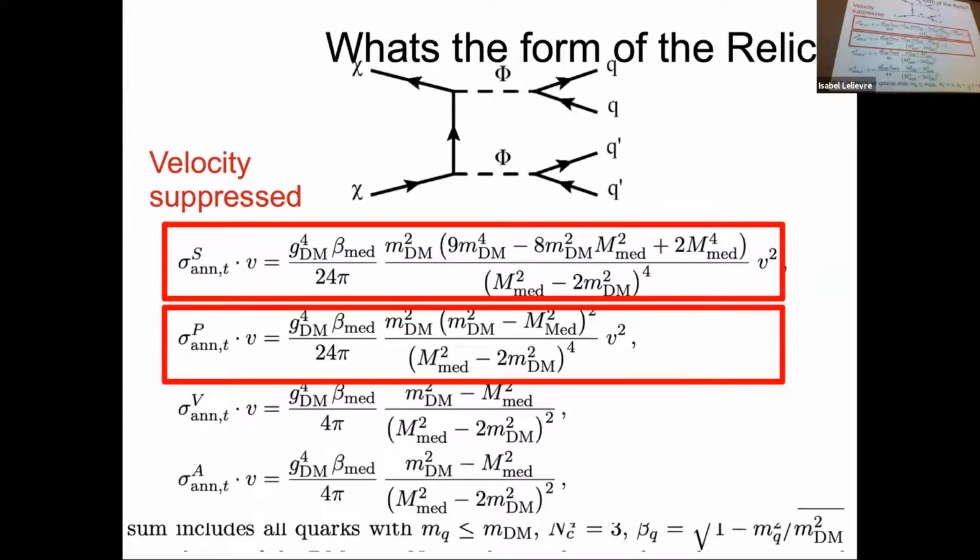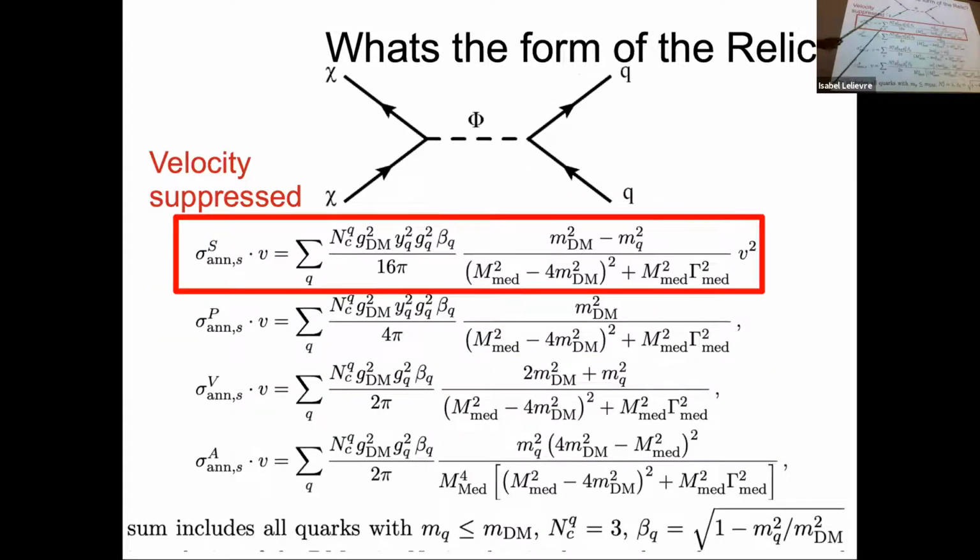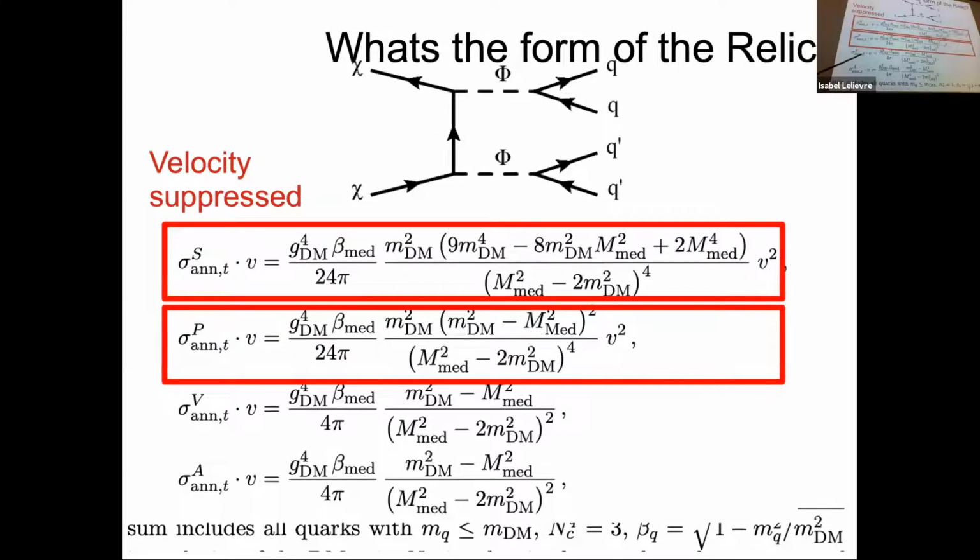And the one that's important is really this double mediator production. The important thing here is that the previous one has interesting features when the mediator is double the mass of the dark matter, right? You get this resonance. When you have double mediator production, the important feature is when the dark matter is the same mass as the mediator, you get a resonance. And again, in this case, the pseudoscalar and the scalar are velocity suppressed, vector and axial are not.